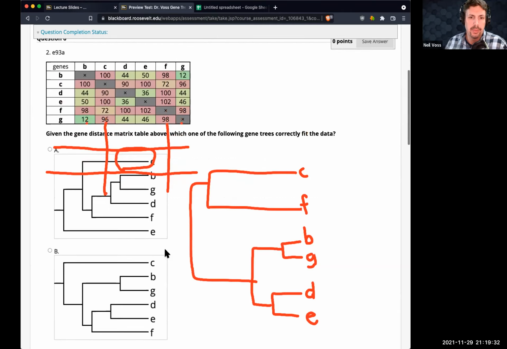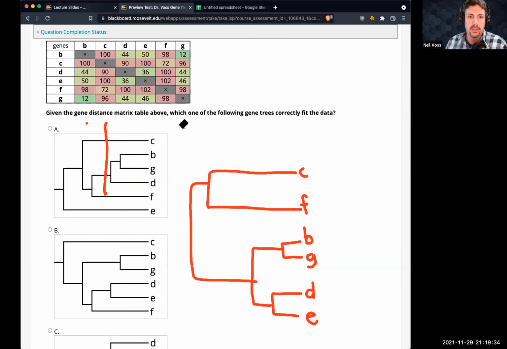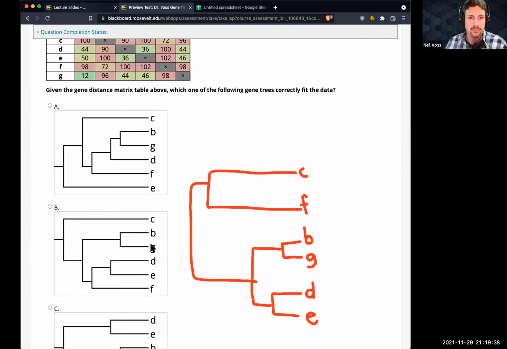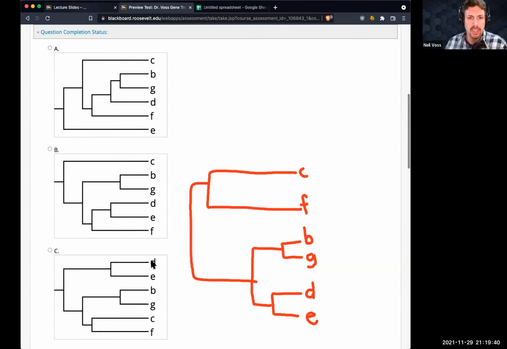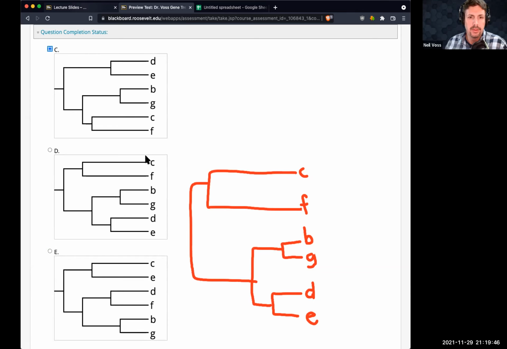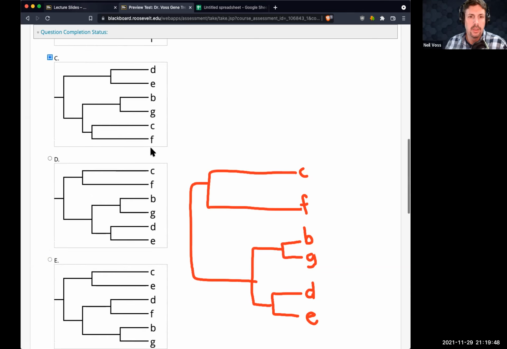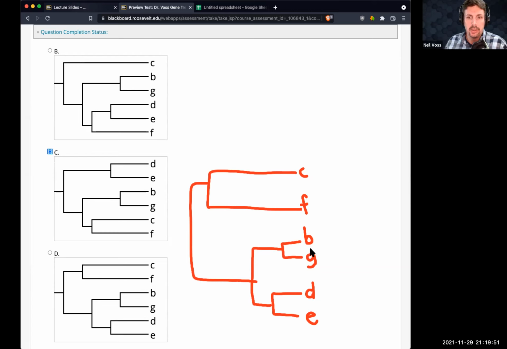So that's definitely not B. Oops, let me erase this nonsense. C and F need to be together. They are not together. Oh, here we are. The answer right there. So C. All right. BG, right? Then DE, then CF, right?